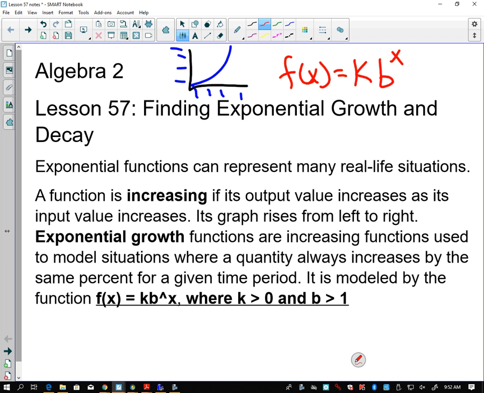So how can I tell if I'm dealing with exponential growth? If my value that represents k and my value that represents b fit those qualifications. Does that make sense? So you might want to refer back to this, either in your notes or in your book. All right.